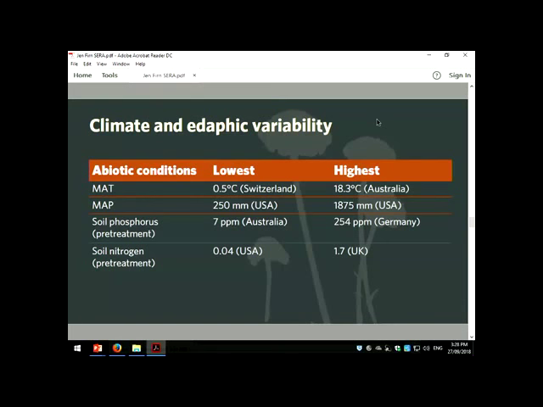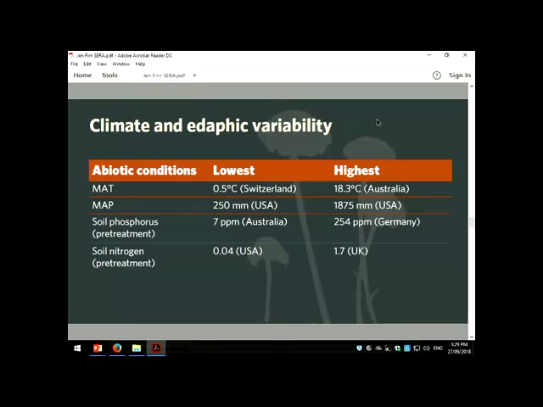Our mean annual precipitation was 250 millimeters up to over 1,800, both in the US. Of course, we had the lowest phosphorus soils in the study at 7 parts per million, and as high as 254 parts per million in Germany. So very different starting points. And soil nitrogen was as low as 0.04% in the US and as high as 1.7% in the UK.